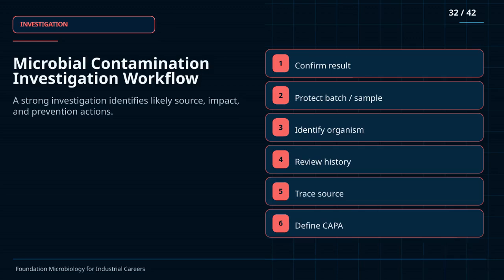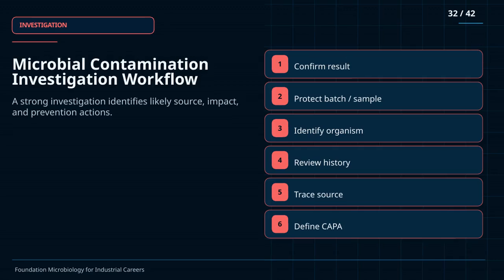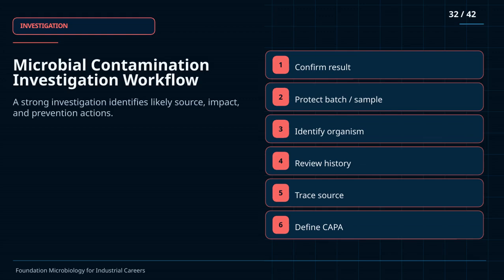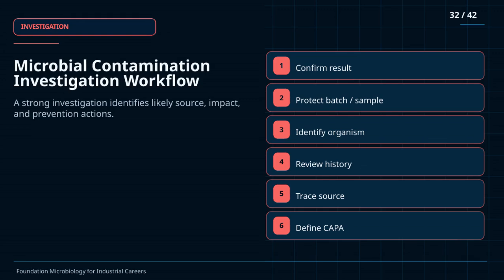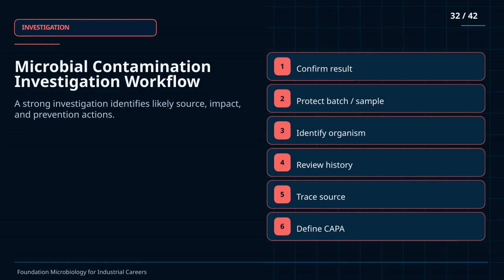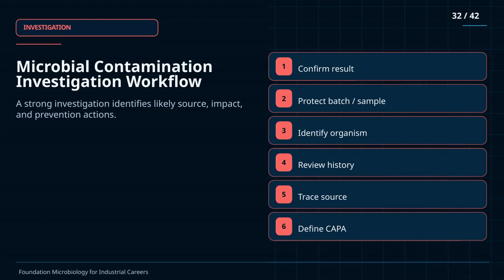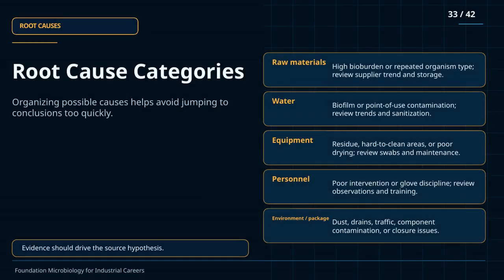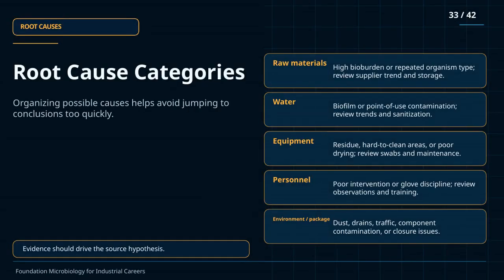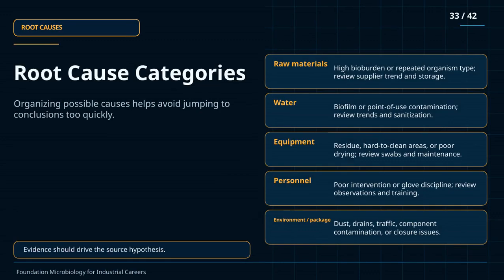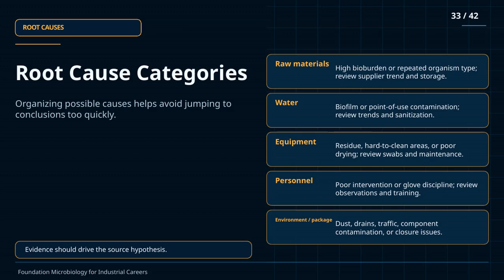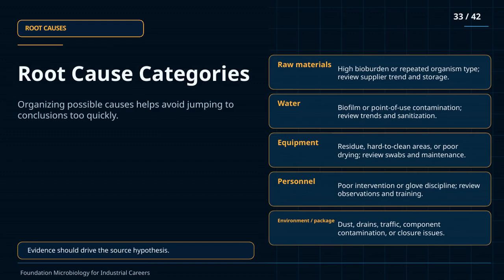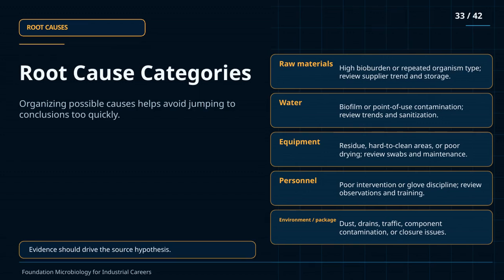A strong contamination investigation confirms the result, protects the batch, identifies the organism, reviews history, traces the source, and defines preventive action. Evidence should include product and batch history, water, environmental, personnel, cleaning, packaging, filling, and maintenance data. Root cause categories include raw materials, water, equipment, personnel, environment, and packaging. Organizing evidence by category prevents premature conclusions and helps the team compare organism identity with supplier trends, water data, swabs, records, and process events.